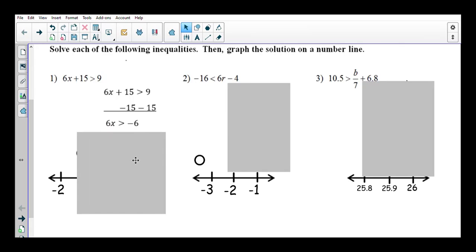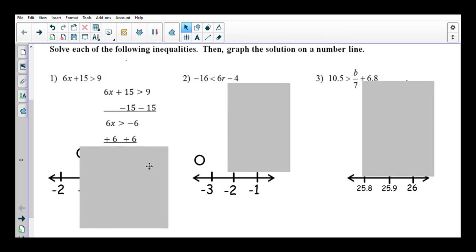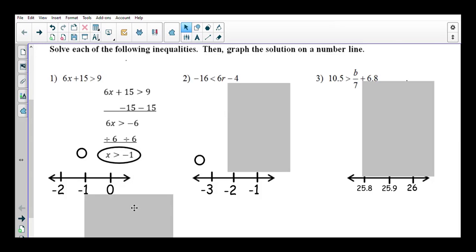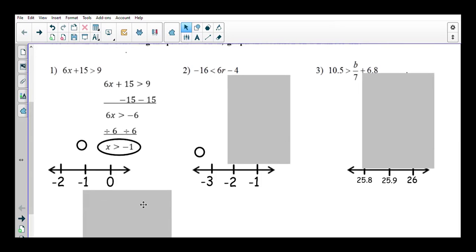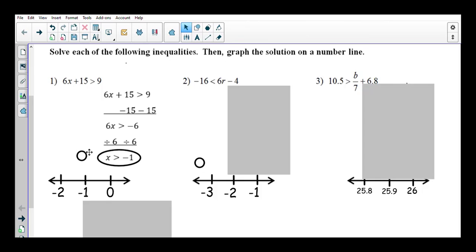This will get us 6x is greater than negative 6. 9 minus 15 is negative 6. Then, for our second and final step, we want to divide both sides by 6. That's the inverse of multiplying by 6. That will get us a solution of x is greater than negative 1. This will have an open circle because it's greater than and not equal to. If it were equal to, then we would have a closed circle.